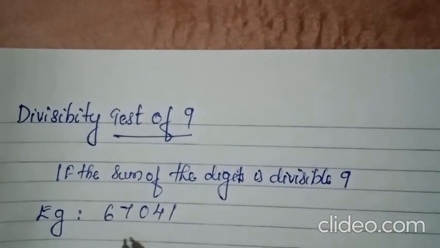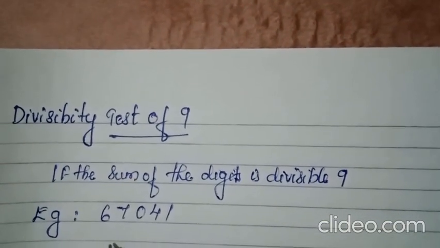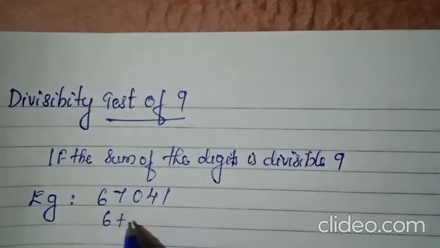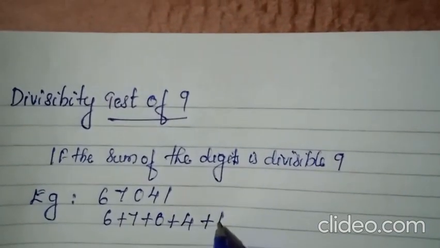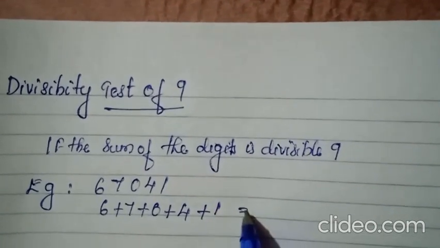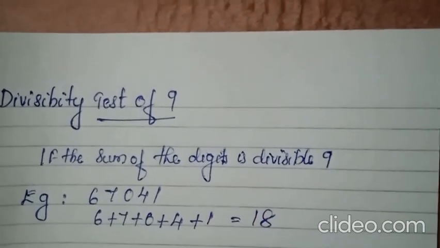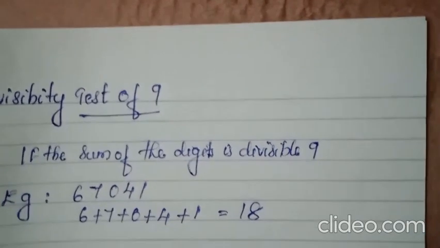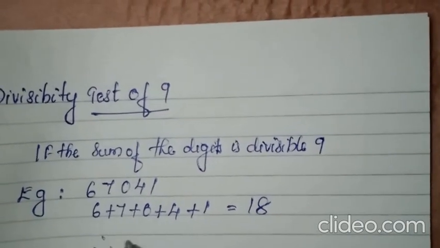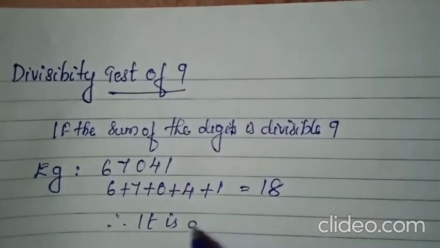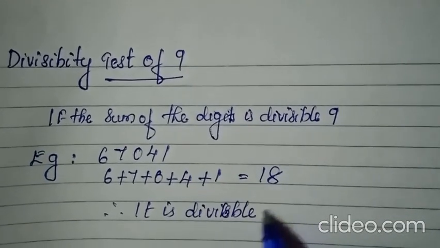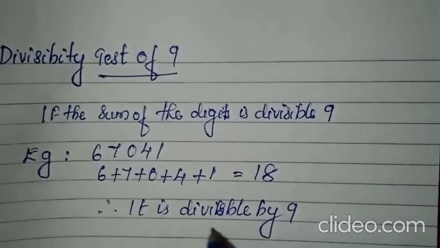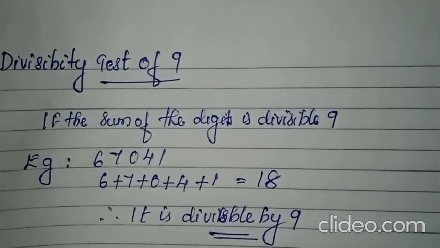67,041. First we will add 6 plus 7 plus 0 plus 4 plus 1. So we will get the answer 18. 18 is in which table? The 9 table. So therefore it is divisible by 9. Understood? So let us do another example.